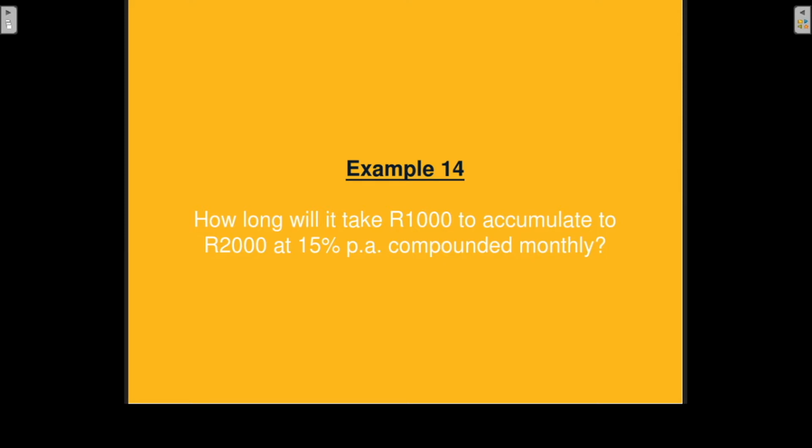So what we have is the present value, which is 1,000 rands. We have the future value, which is 2,000 rands. We have the interest rate. The nominal interest rate, j, is 0.15 or 15% per annum, and it is compounded monthly, and we would like to find N.